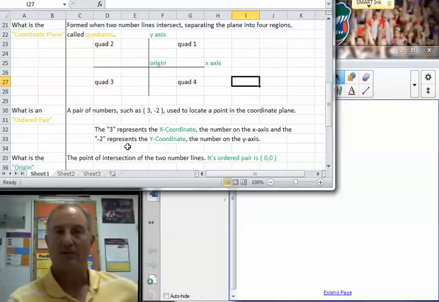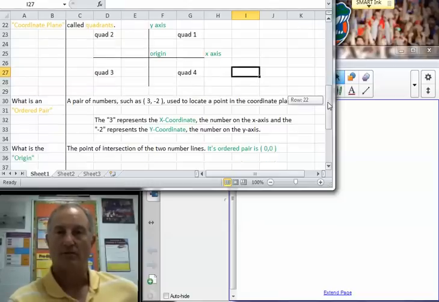And the negative 2 represents the y-coordinate number, and that's on the y-axis. Like a thermometer, going up it's positive 1, 2, 3. Down, negative 1, negative 2, negative 3, and so on. So 3, negative 2 would be 1, 2, 3, negative 2. It would be right here. So that's what an ordered pair is. It's an x, y point that describes a point on the graph. That 3, negative 2 would be in the 4th quadrant because it's down here. Anything down here is in the 4th quadrant.